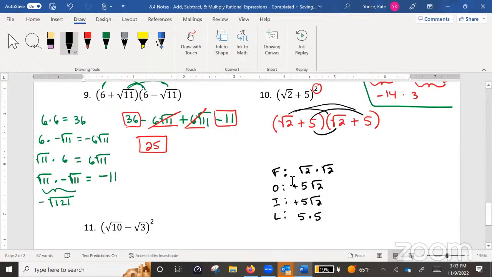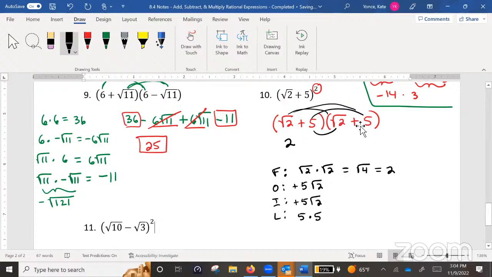Okay, so first times first, I wrote them out. And this is what I do. If you guys are kind of shaky on this, literally write out what you're multiplying. Square root of 2 times square root of 2. Yeah, it's square root of 4, but you can skip that step and go straight to 2. Are you getting that now? So 2. Outside was square root of 2 times 5. I wrote it right here.